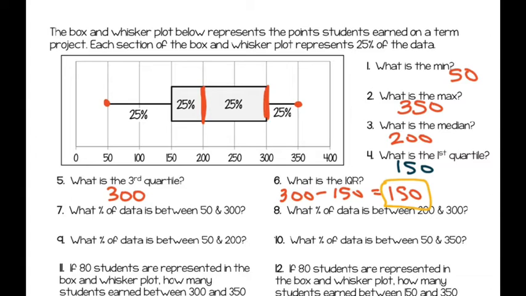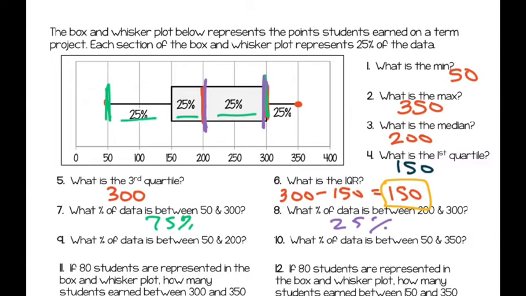So it says, what percent of data is between 50 and 300? So between 50, which is right here, and 300, that's 25, 25, 25, so that's going to be 75% of the data. So 75% of the students. What percent of the data is between 200 and 300? So 200 to 300, that's going to be 25% of the students.